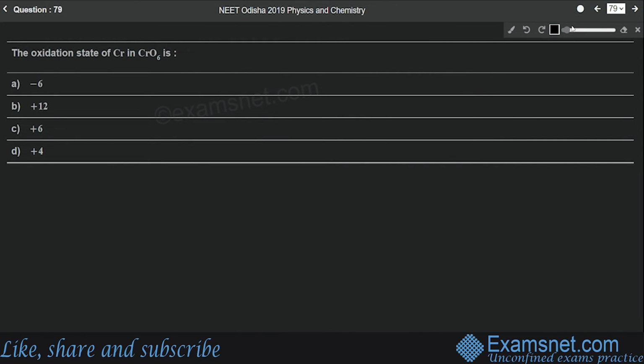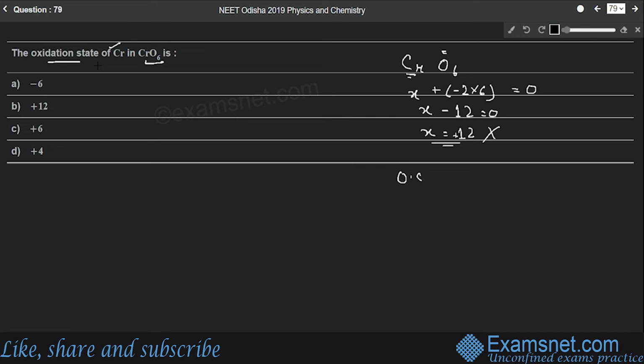Now question number 79 is related to redox reaction as well as d and f block elements, and the question is, the oxidation state of chromium in CrO6 is. Okay, so if we use the common method to find out the oxidation state, then we'll say that the oxidation state of chromium is x, and we know that the oxidation state of each oxygen is -2, so it will be -2 into 6 here, and the sum will be equal to 0. Okay, so x minus 12 will be 0 and x will come out to be plus 12, but this will be incorrect. Why? Because we know that the oxidation state of chromium cannot be more than 6.